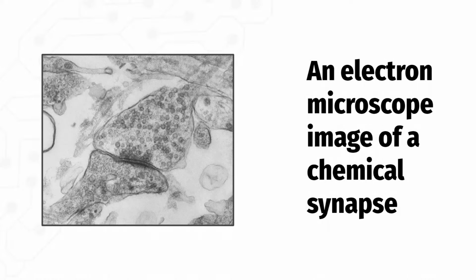Here's an electron microscope image of a chemical synapse. As you can see, this is a synapse, right? So you can see the vesicles in the image right there. All of you might have heard of vesicles in your preceding classes, and they play a very important role in the transmission of information from one neuron to the other, right? This is a chemical synapse. There are also electrical synapses, which we will go into at some other time.